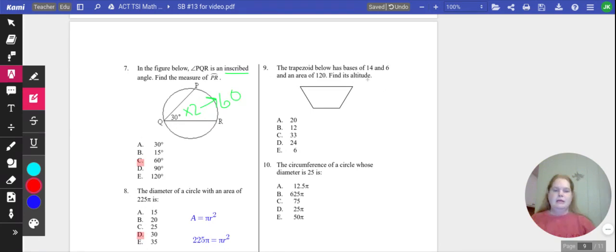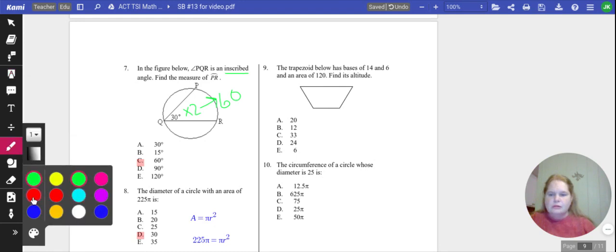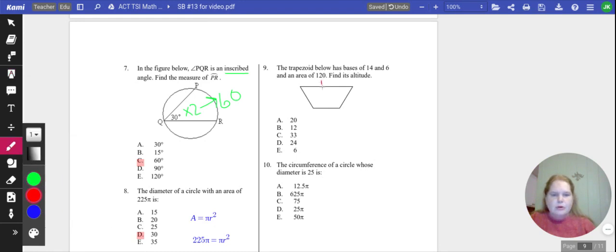All right, number 9. That's one of those things that the elephant stands on. It's got the 4 sides. It's a trapezoid. And he has bases that are 14. Oh, it might help if I turn a little thing on here to draw. His bases are 14 and 6.